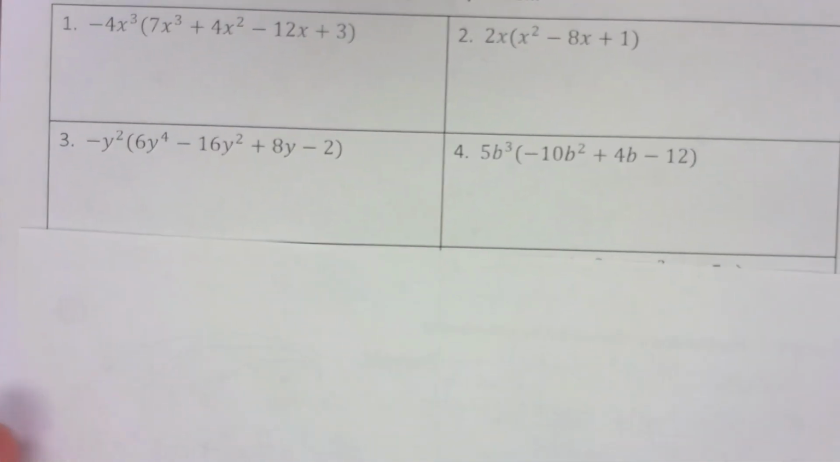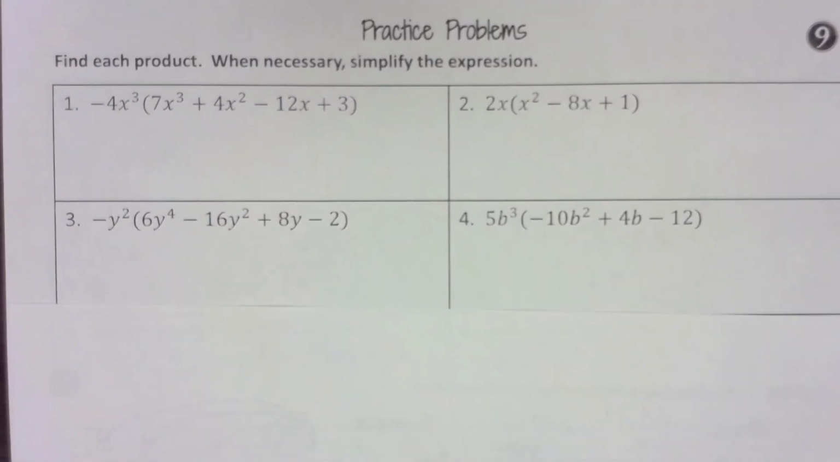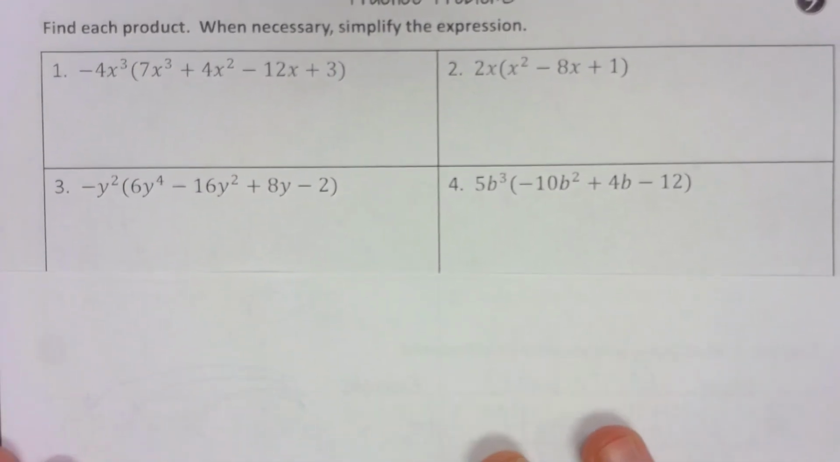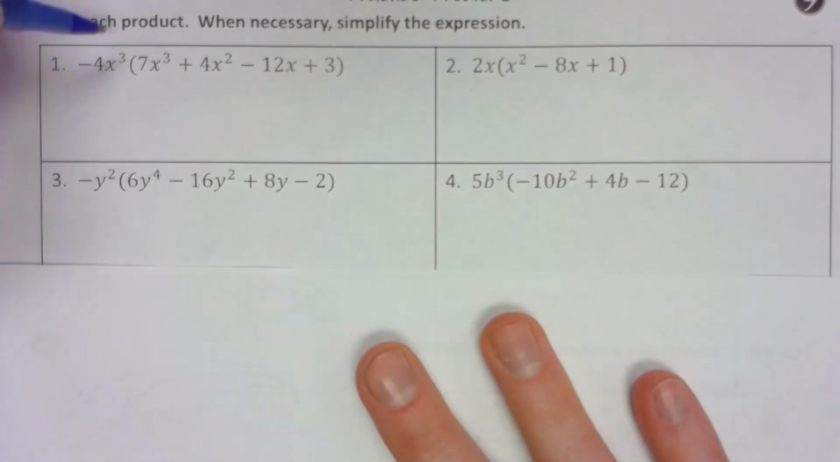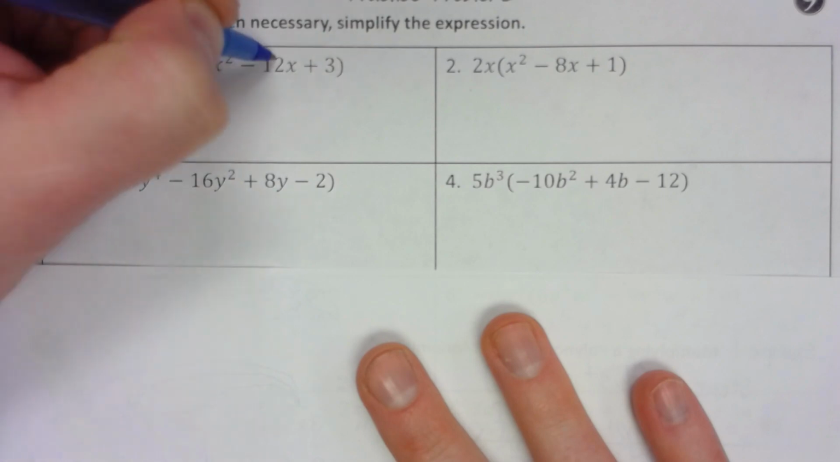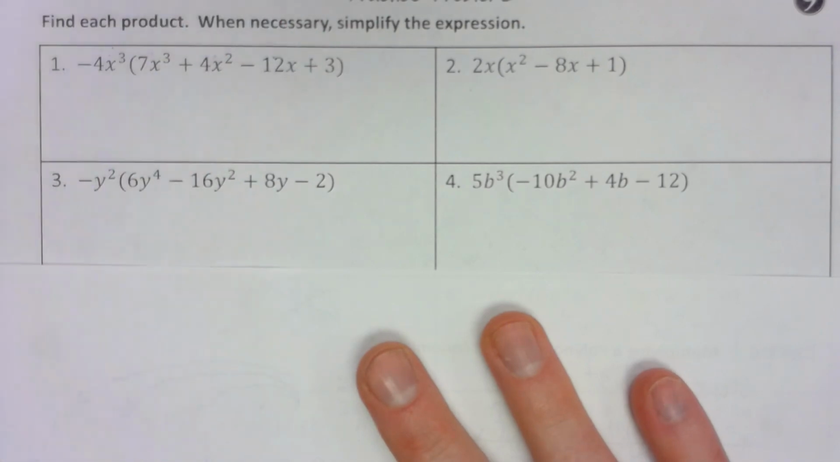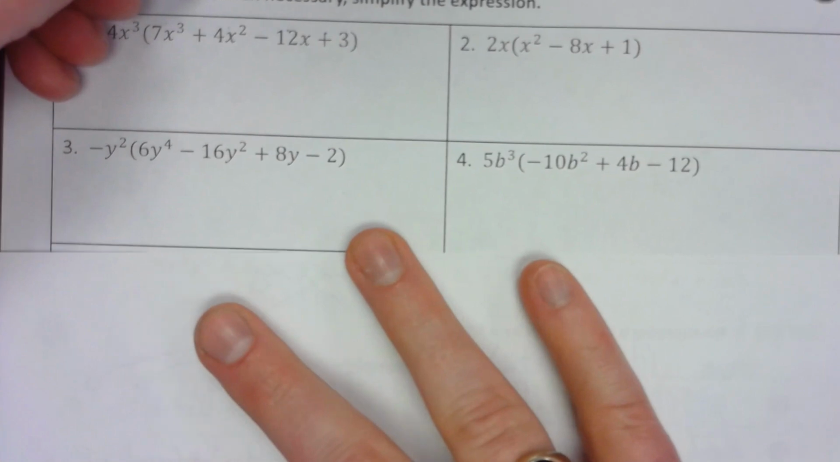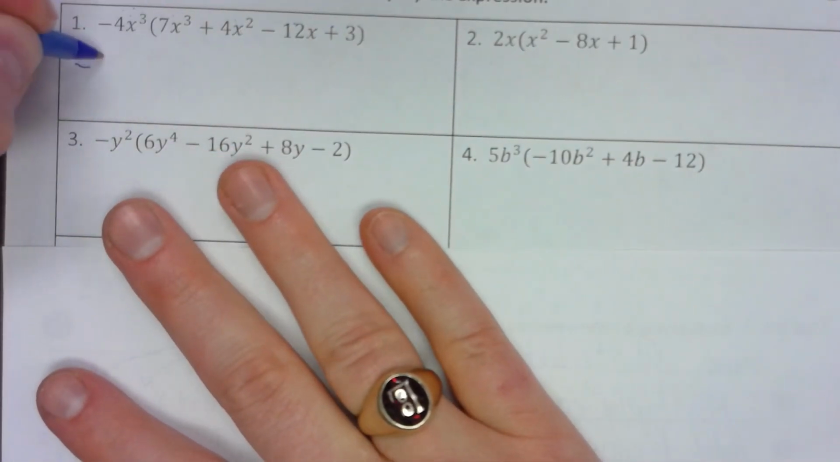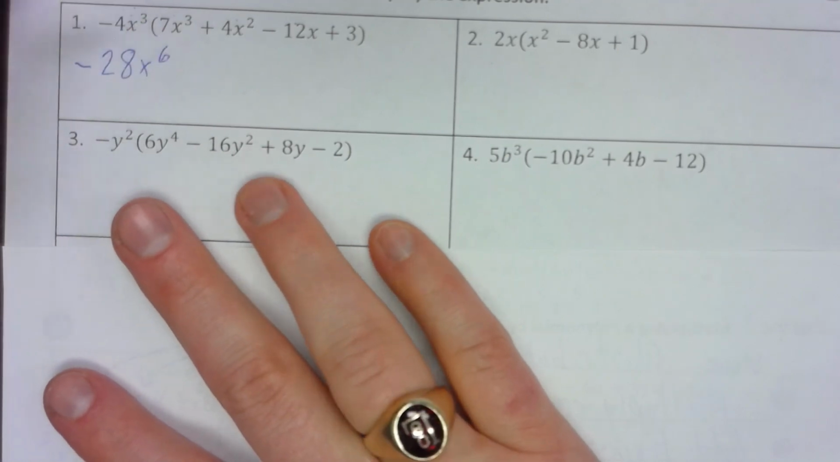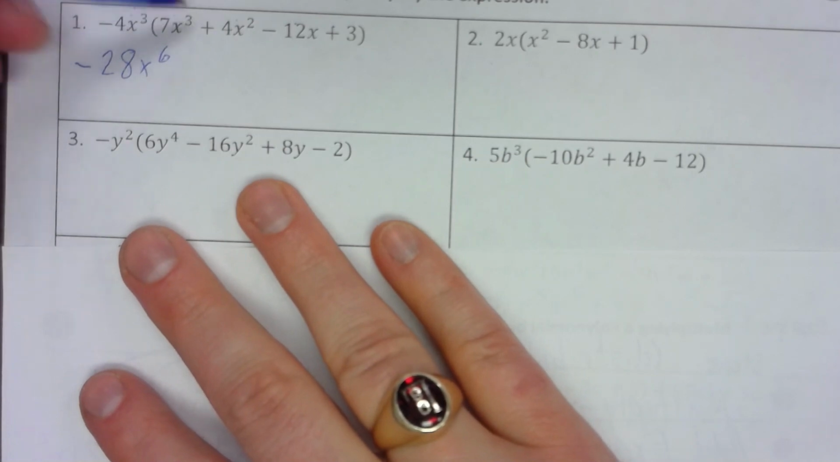Okay, and then we've got our practice sheet here. I am going to do these first 4, and then I'm just going to show you the rest, okay, as you work through them. Okay, so we're doing this times this, this times this, this times this, this times this. We're distributing this to every single term we see. Okay, let's do it. So negative 4 times 7 is negative 28x to the 6th. Of course, remember we're adding here.